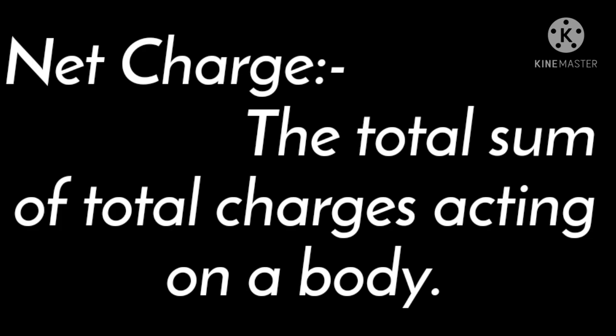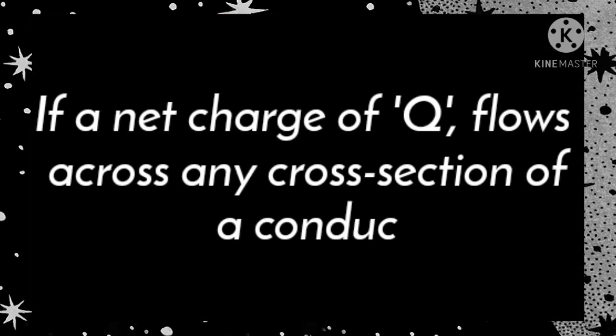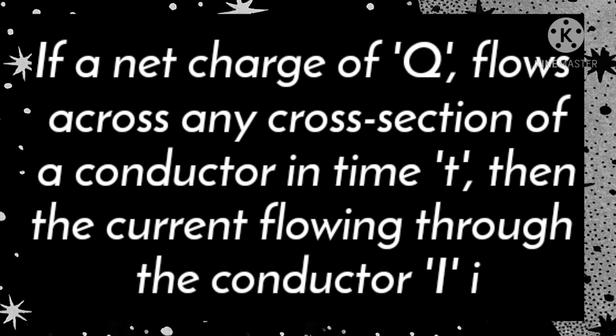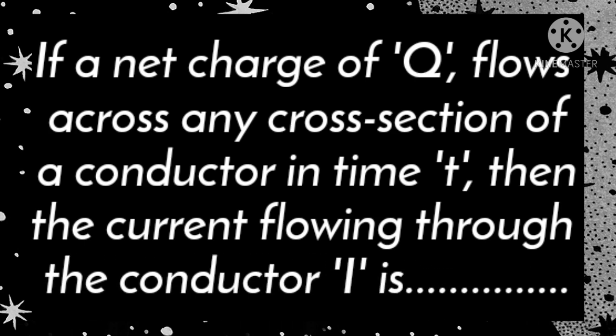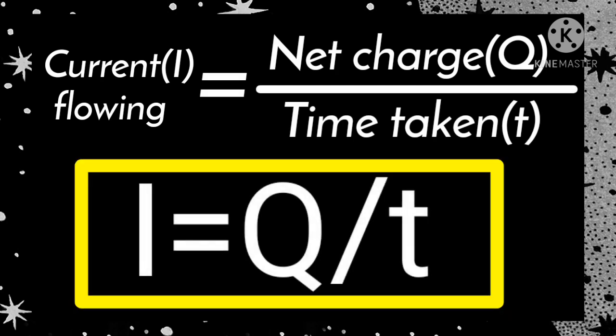The total sum of charges acting on a body is known as the net charge. The shape which we get when we cut an object straightly is called the cross-section. If a net charge Q flows across any cross-section of a conductor in time t, then the electric current flowing through the conductor is net charge by the time. That is, I is equal to Q by T.